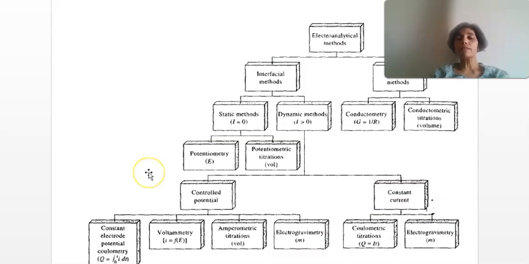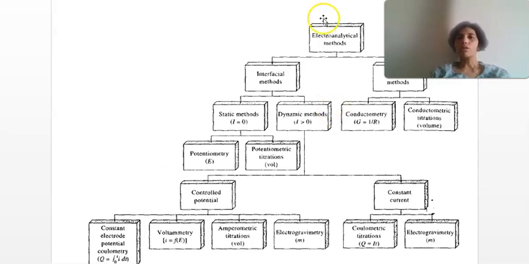This is the list or a flow chart for various electroanalytical techniques which are available. You need not go into detail of every technique, but yes, you should know the basic definition of each and every technique in case it comes as a short question to you in the exam.